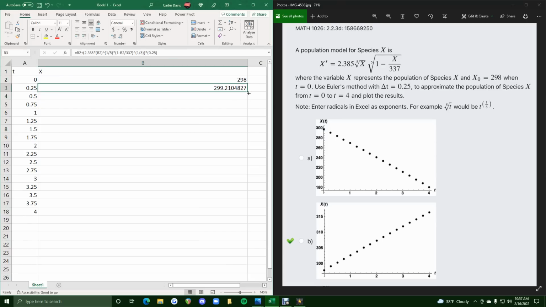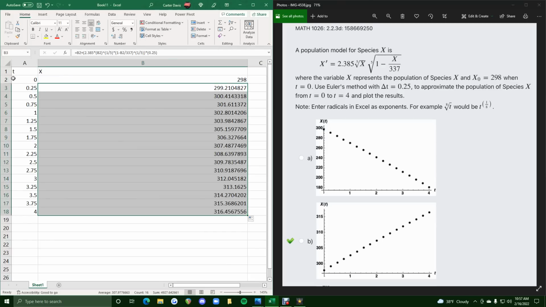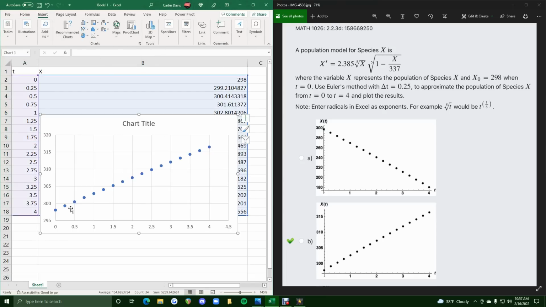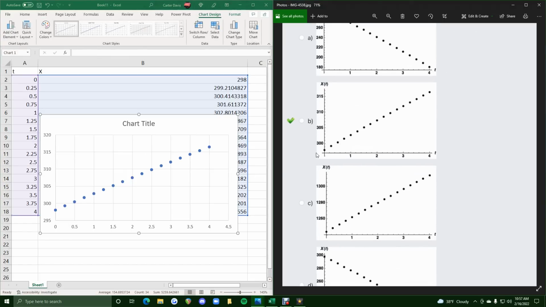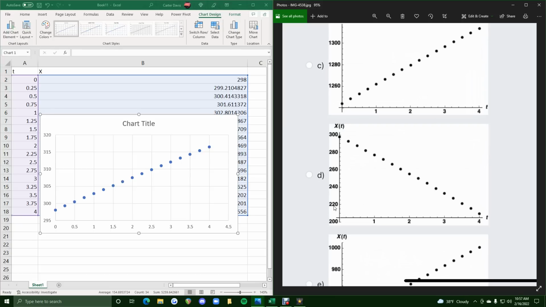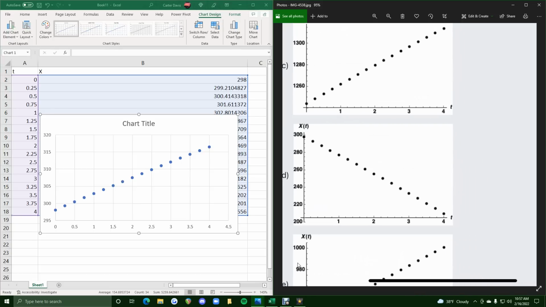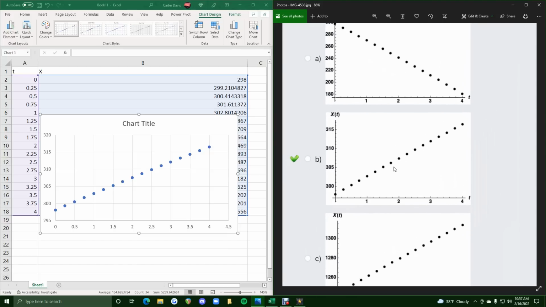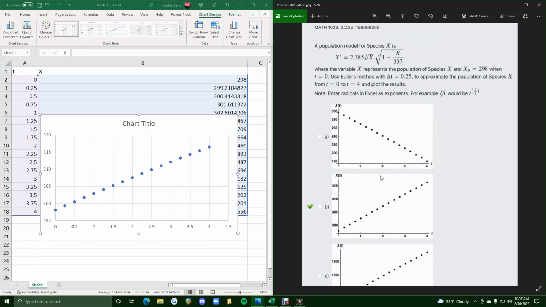Alright, so we have this, we click and drag this down, and we highlight all these, insert a scatter plot, and we have y values starting around maybe 298 up until just past 315. So this one is a negative slope, can't be A. Of course, B is our answer, so starting just below 300 and going just past 315. This one has too high of x values, and then this one's decreasing, and then this one's y values are way too high as well. And so just based on the y values and the behavior, the positive slope versus the negative slope, we see that B is our correct answer.